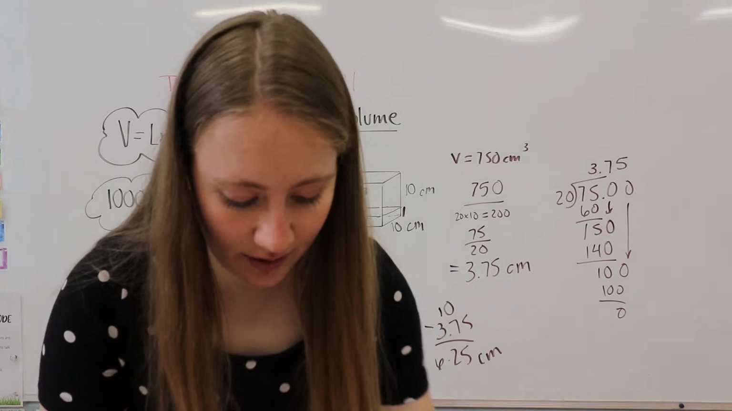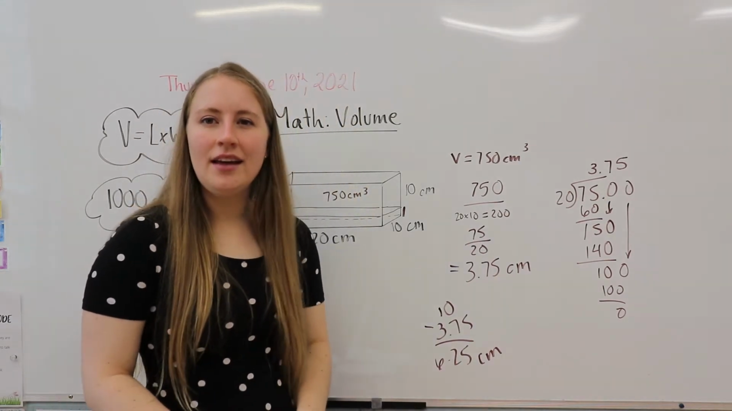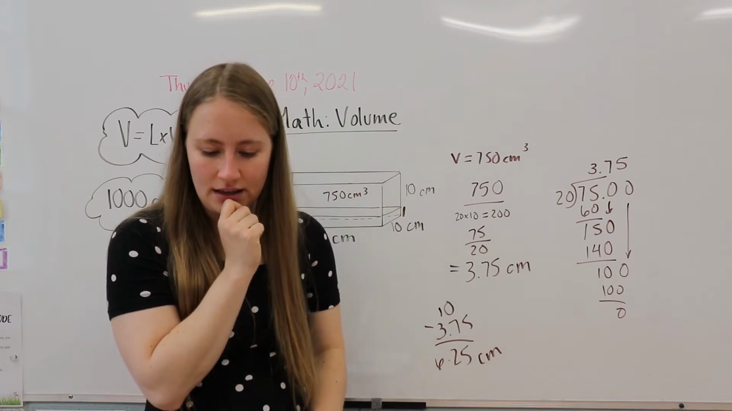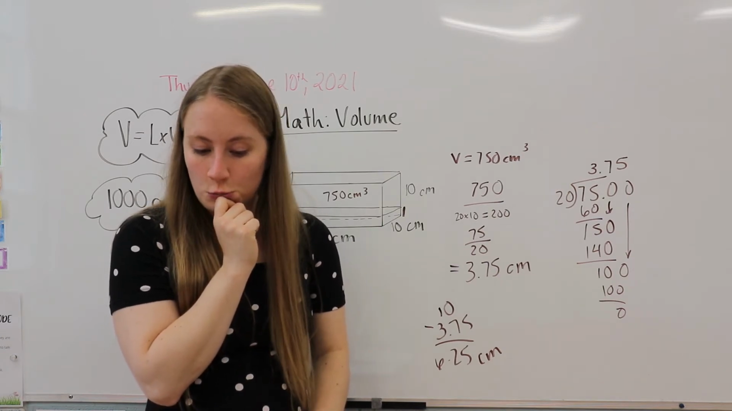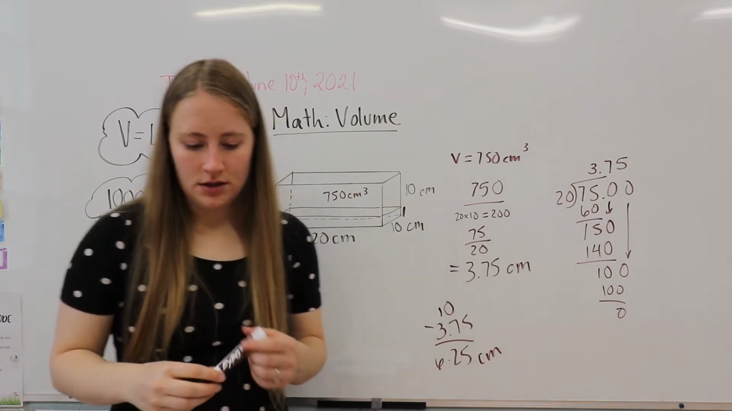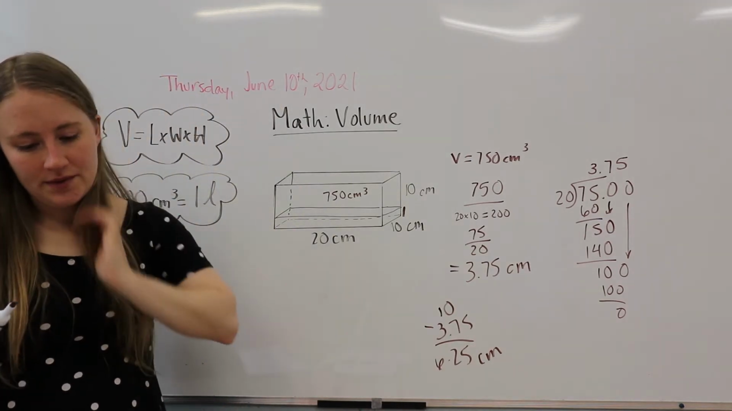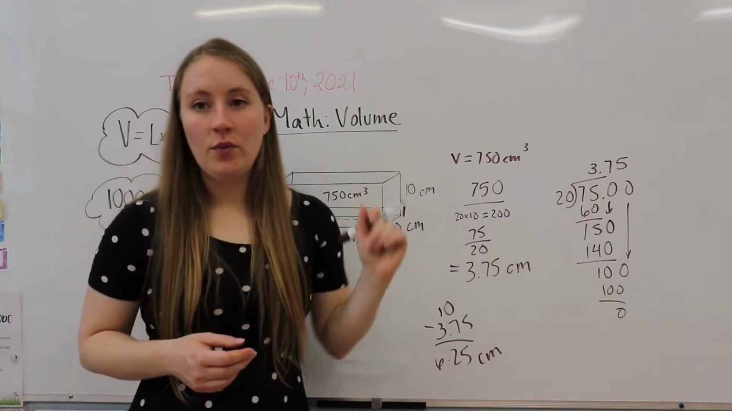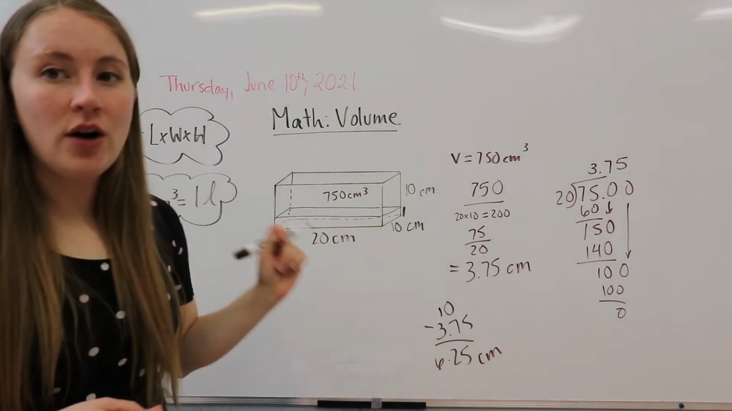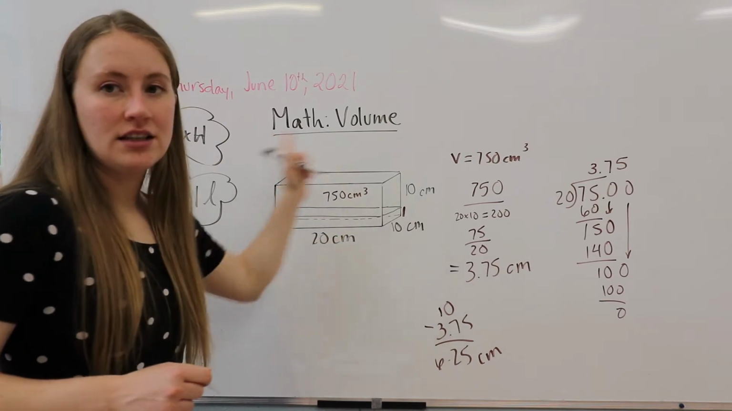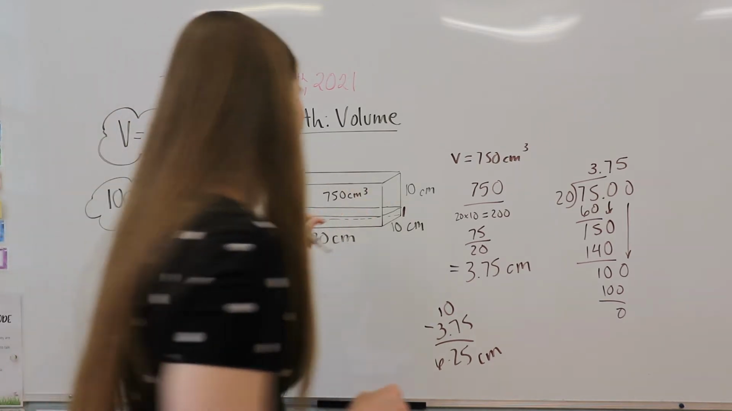But there's another way that you can approach this. Can anyone think of another way that we can figure out the height that is missing? Let's look. So we can use the volume, because we've been given 3 dimensions here, so we can find the full volume of this cube.